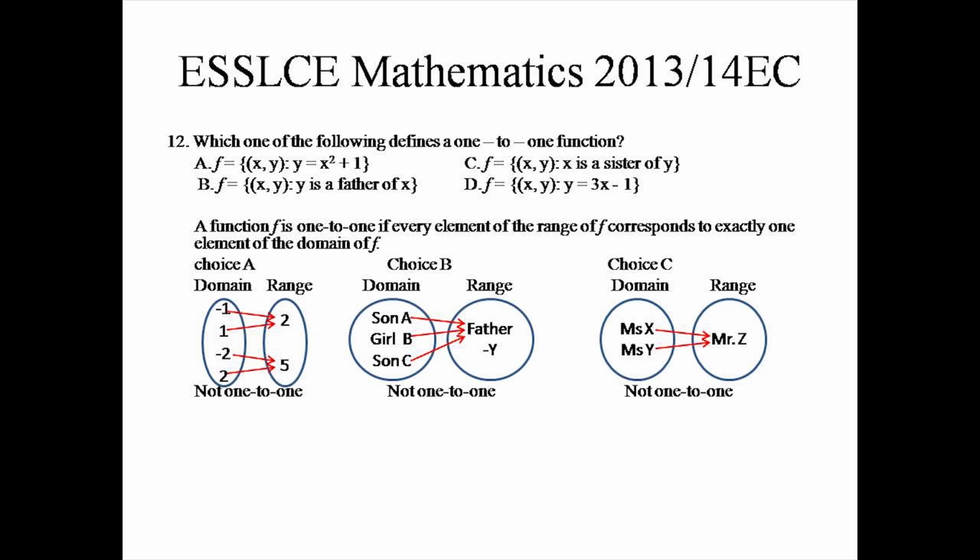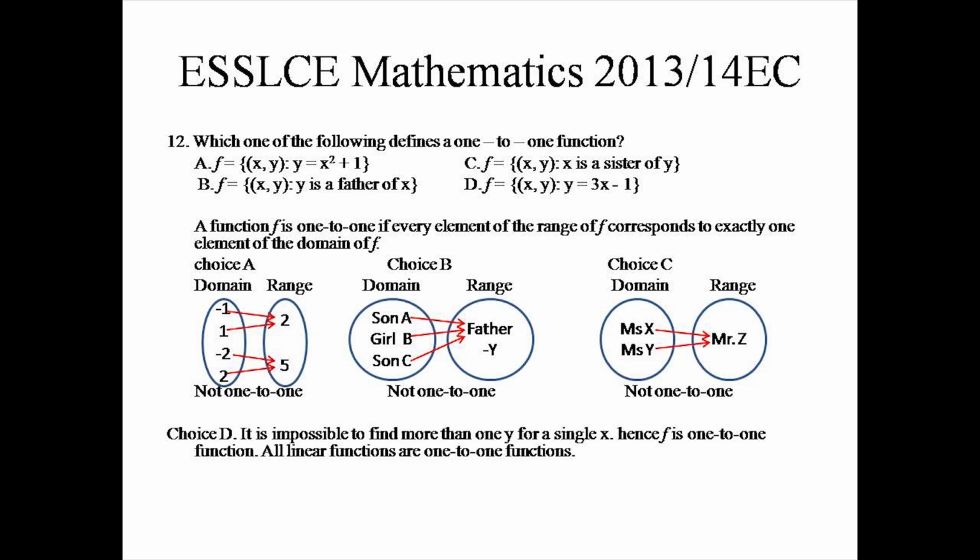In choice D, f is equal to the ordered pairs x, y such that y equals 3x minus 1, which is a linear equation. It's impossible to find more than one y for a single x. Hence, f is a one-to-one function. Generally, all linear functions are one-to-one functions. Thus, the answer is choice D.